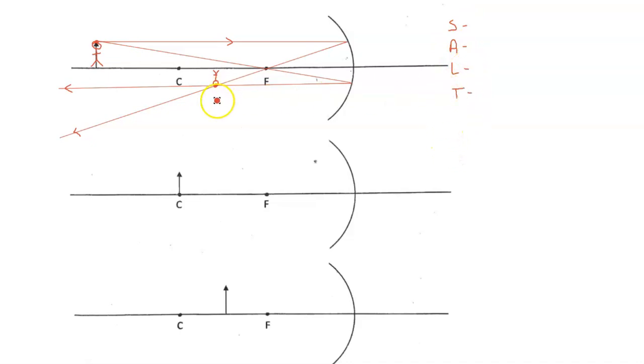So the size, you have to look at your image. Say, well, is the image the same size as the object? Is it smaller than the object or larger than the object? In this case, the image definitely looks smaller. Okay, what about attitude? Attitude means, is it upright or is it inverted, upside down? In this case, it is definitely the opposite orientation as the object, so we're going to write that it is inverted.